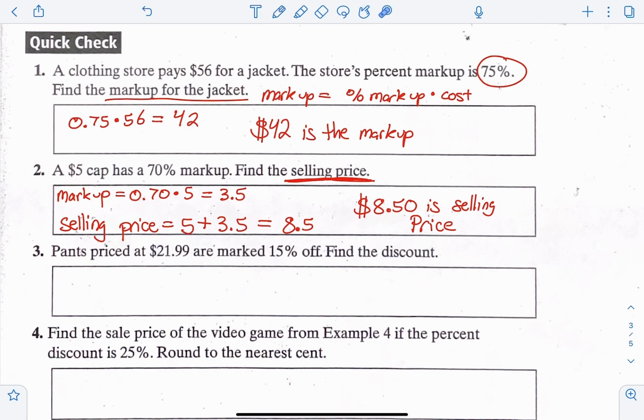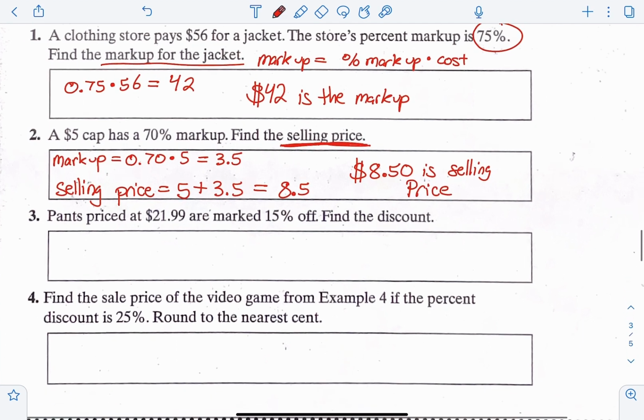So again, we did that by finding the markup for step 1. 0.70 is our 70% times $5, got 3.5. Then we do our selling price where we take what they pay, which is $5, add in that markup, and we get 8.5, which we write as $8.50 as the selling price.